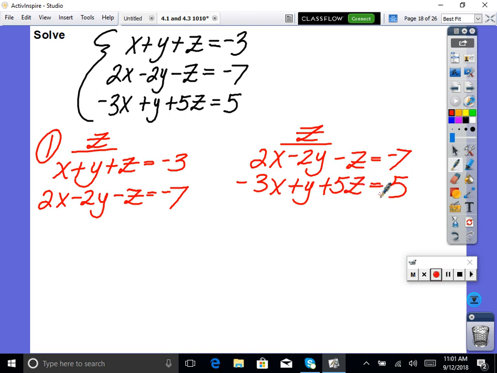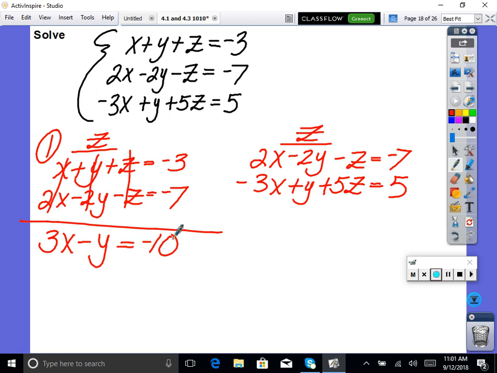Now eliminate the variable that you specified here. So look, we don't have to do any manipulation. We can add straight down and we're good. So we're going to get 3x's minus 1y. The z's are gone. That's equal to negative 10. Correct, everyone? All right, let's go over here. You are trying to eliminate z. Okay, good. Show that work and rewrite your problem.